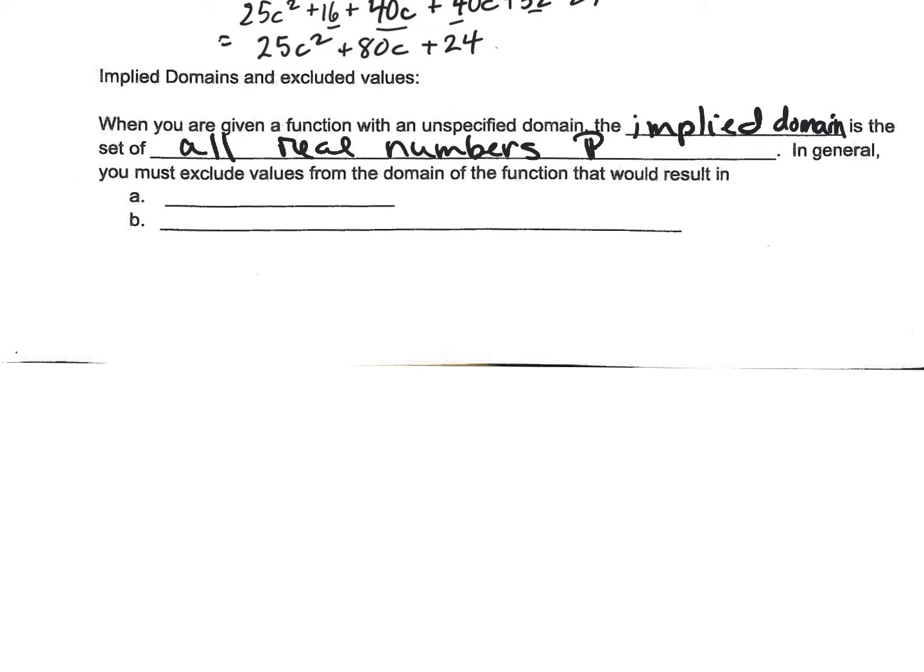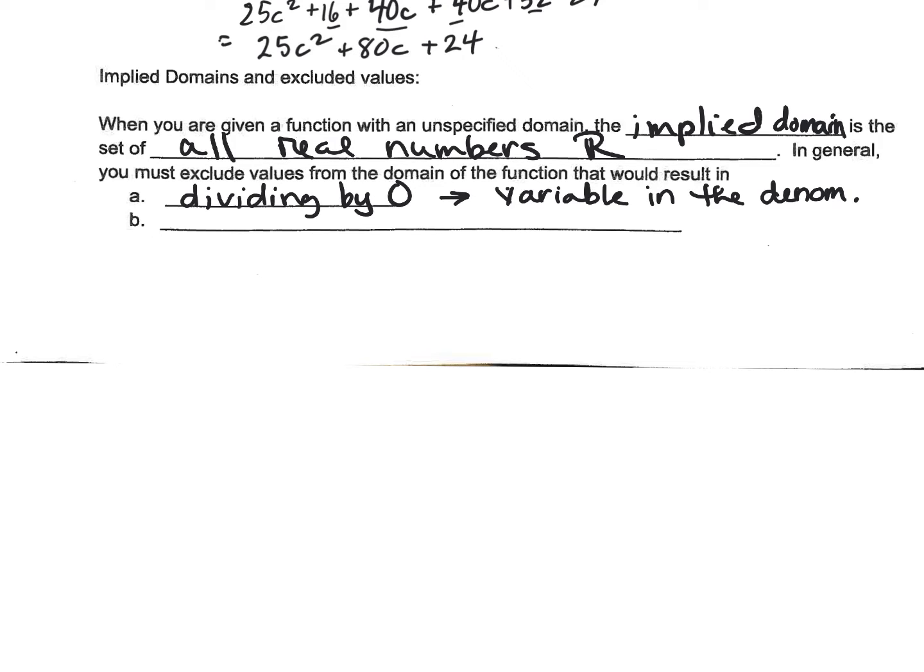In other words, this. In general, you exclude values for a couple of different reasons. Two major ones. The two major math no-nos that you know so far: we can never divide by what? Zero. So you must exclude values from the domain that would result in dividing by 0. In other words, we have a variable in the denominator.